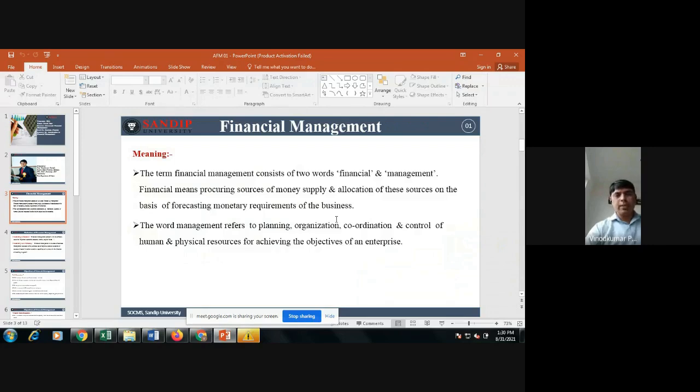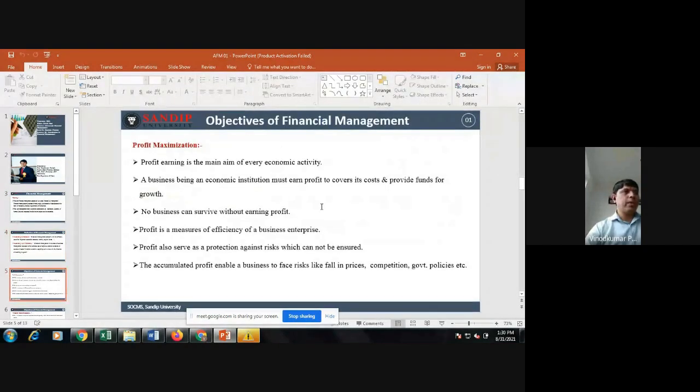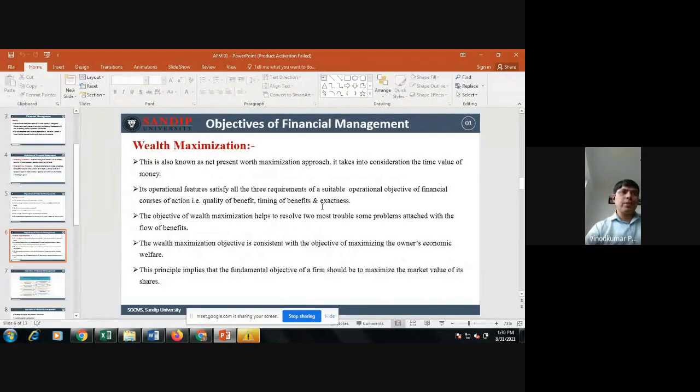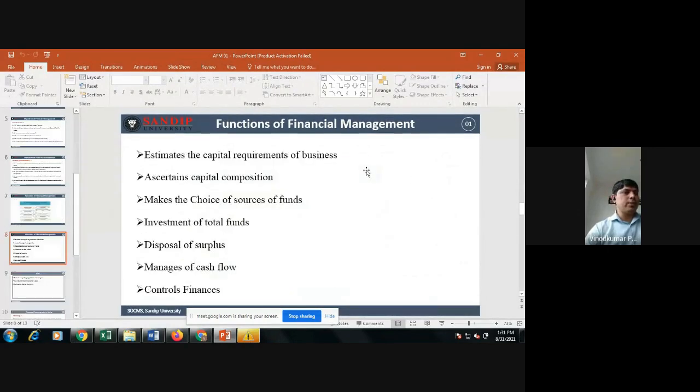Financial management is that branch of accounting which is helpful for achieving organizational goals with the help of preparation of the budget, procurement of the fund, utilization of the fund, and controlling of the fund, and management related to inflow and outflow of the cash. This is financial management. The objectives we already discussed, profit maximization and wealth maximization. Then the functions of financial management were already discussed.